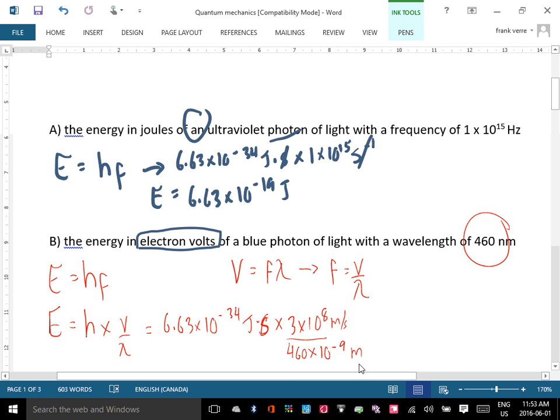Okay. So you can see that we're dealing with very big and very small numbers, right? So 6.63 times 10 to the negative 34 times 3 times 10 to the 8 divided by 460 times 10 to the negative 9. So what's our energy? What's our energy?